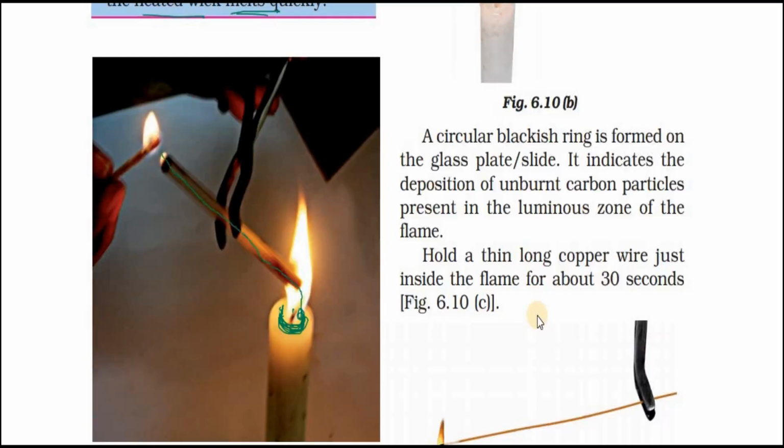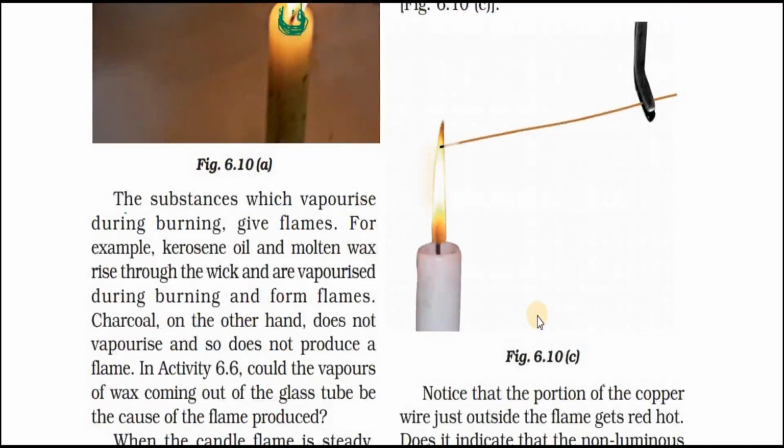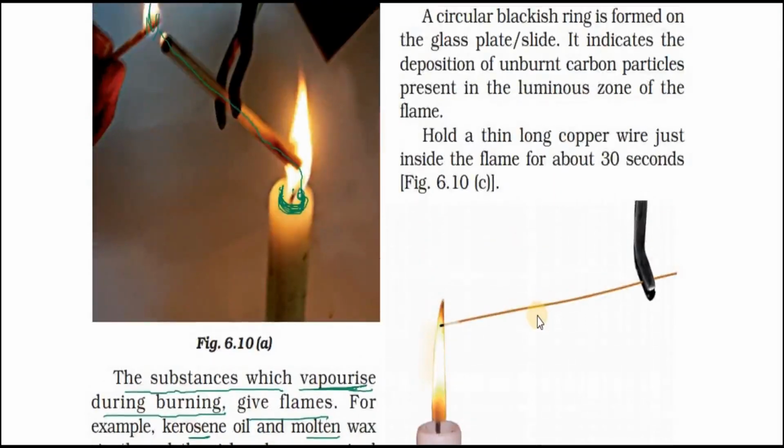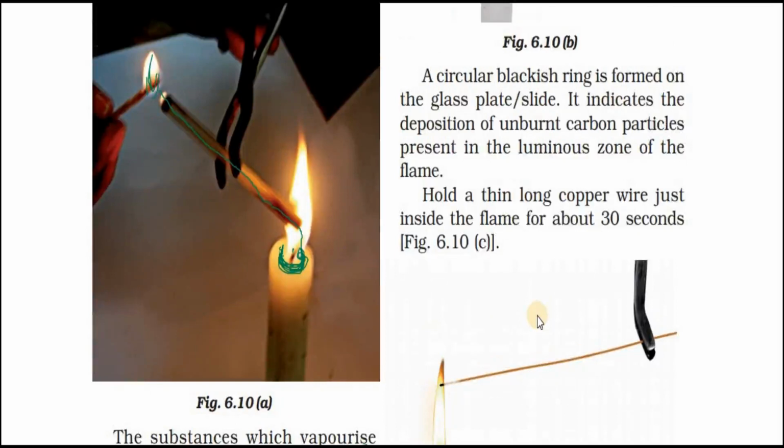And the vapors which are coming here are going to burn brightly, and the flame is obtained up here. So the substance which vaporizes during burning will give flame. Flame will come only when vaporizing happens, right? For example, kerosene oil and molten wax rise through the wick and are vaporized during burning and form flame. See, the molten wax or wax vapors will rise through the wick and into this tube, and they will cause the flame.